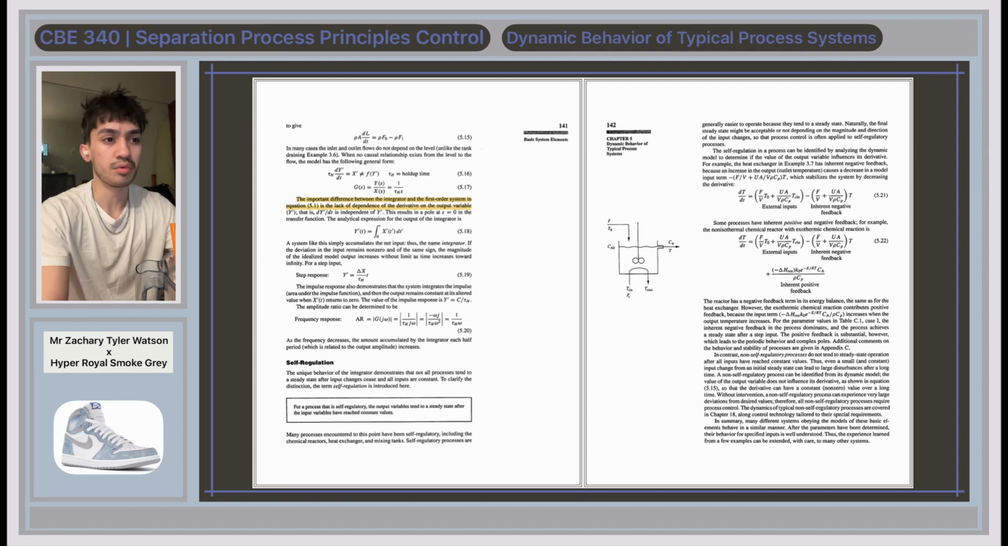For a step response, we have equation 5.19, where the differential of the output variable is equal to the change of the input variable divided by the hold-up time and times t. The impulse response also demonstrates that the system integrates the impulse, so this is the area under the impulse function, and then the output variable remains constant at its altered value when the differential of the input variable returns to 0.